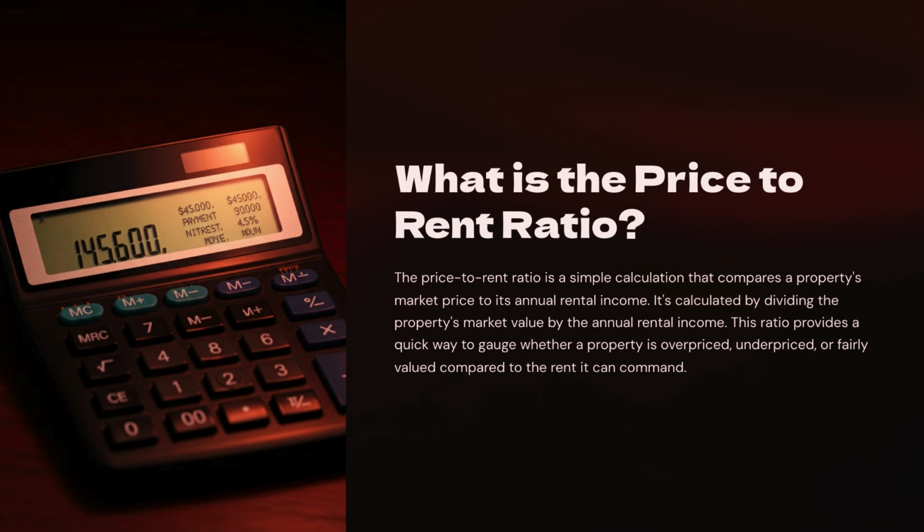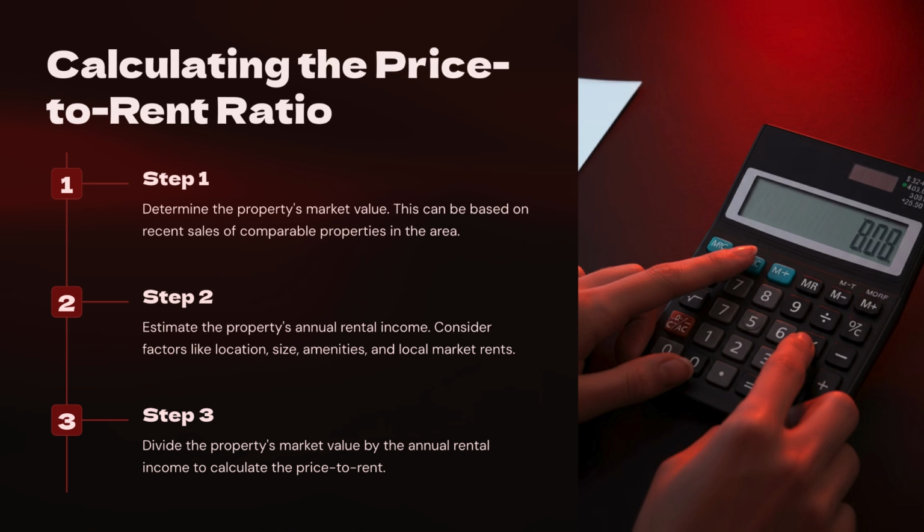What is the price to rent ratio? The price to rent ratio is a simple calculation that compares a property's market price to its annual rental income. It's calculated by dividing the property's market value by the annual rental income. This ratio provides a quick way to gauge whether a property is overpriced, underpriced, or fairly valued compared to the rent it can command.